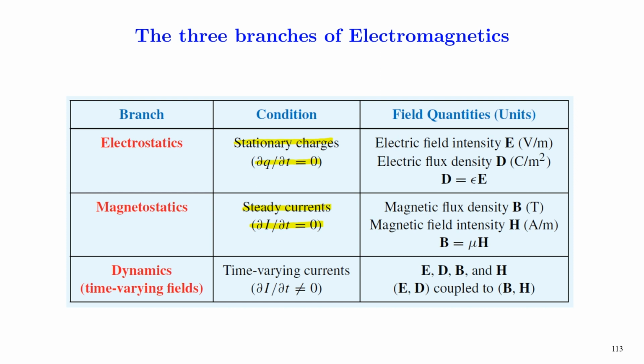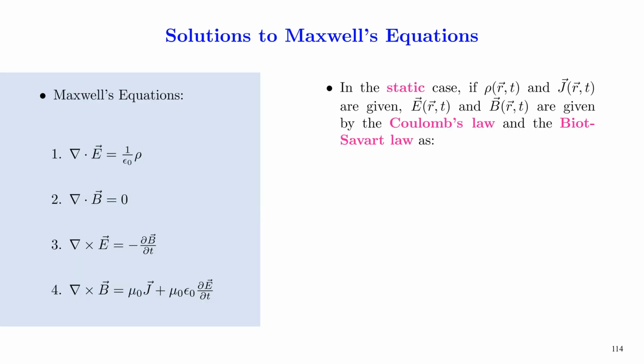The field quantities in electrodynamics are electric field intensity E, electric displacement D, magnetic flux density B, and the magnetic field intensity H. Also, E and D will be coupled to B and H. The time varying fields in electrodynamics are coupled through the four Maxwell's equations.